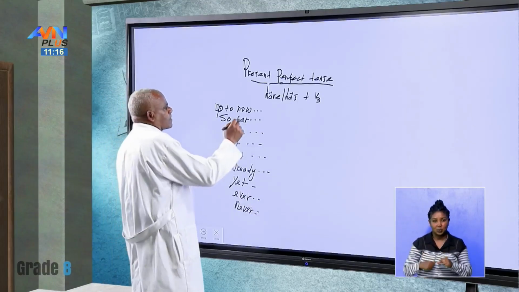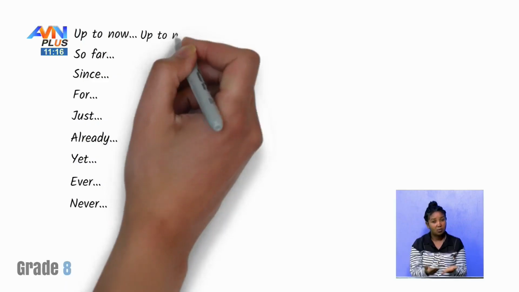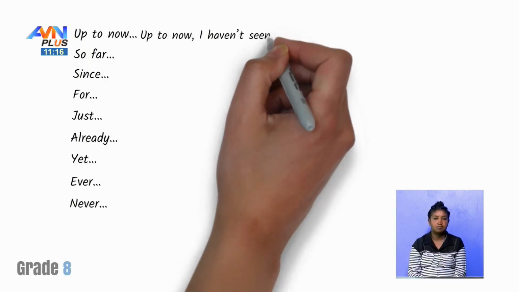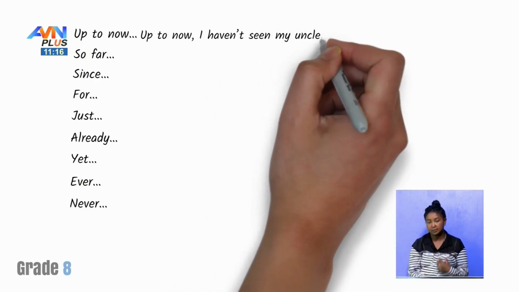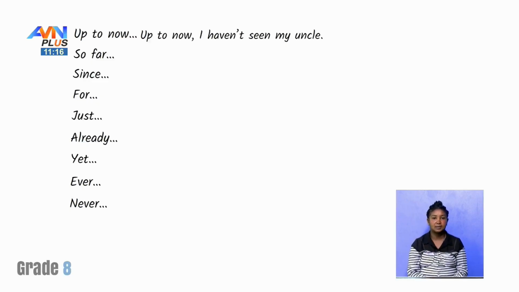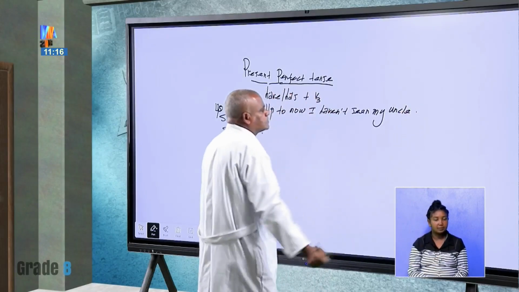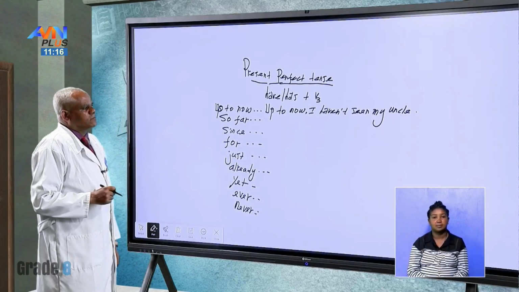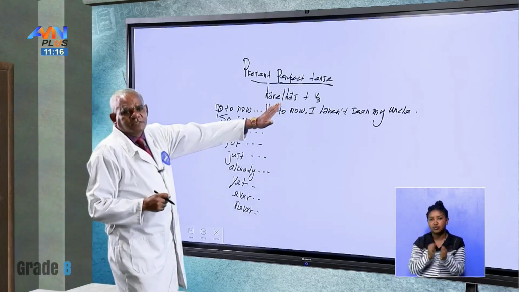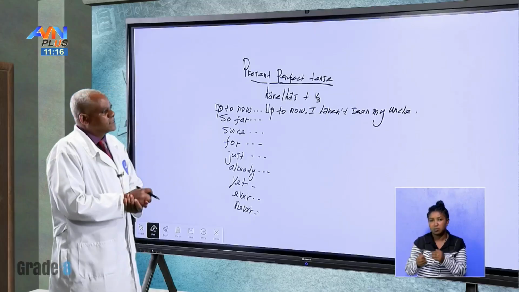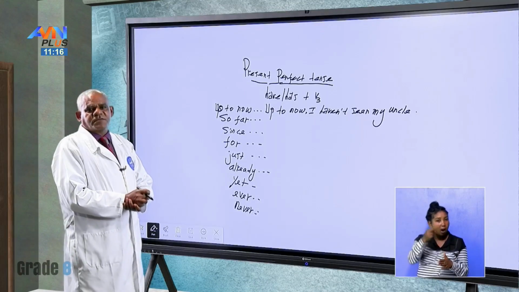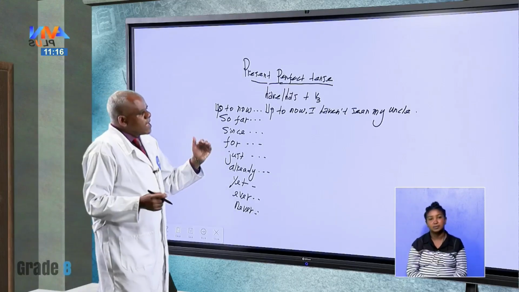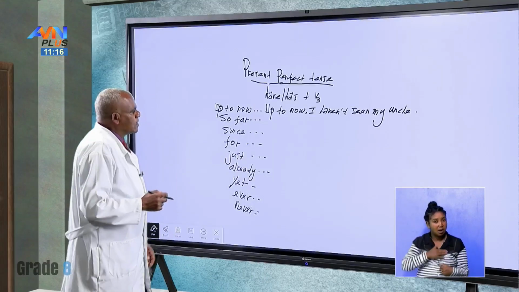Let's go. Up to now, I haven't seen my uncle. See, up to now usually takes the initial position. Up to now, I haven't seen my uncle. You are welcome to change this present perfect tense form into simple past tense. For instance, I saw my uncle yesterday, or the previous time, in the previous week, last year, last month, possible. Up to now, I haven't seen my uncle. Good.